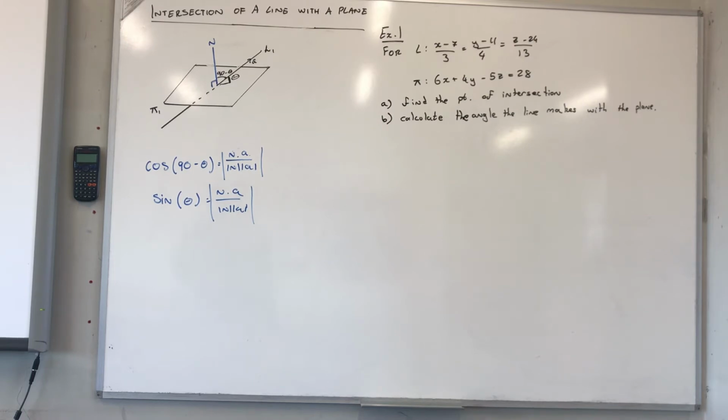Okay? So for the line (x minus 7)/3 equals (y minus 11)/4 equals (z minus 24)/13. For the plane, 6x plus 4y minus 5z equals 28. Find the point of intersection. The first thing I'm going to do is convert the line into parametric form, which allows me to substitute into the plane equation and find the parameter at which those two intersect.